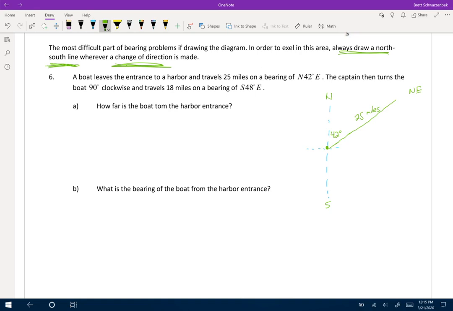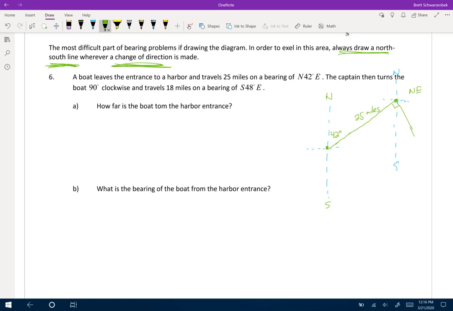Okay, now the next part says the captain then turns the boat 90 degrees clockwise. So let's say at this point he decides to turn the boat 90 degrees clockwise. Therefore, again, we want to add a north-south line. If you want to put a little east-west in there, you can as well, but that is a very key component to this. So if we turn 90 degrees, we of course have a right angle right here.